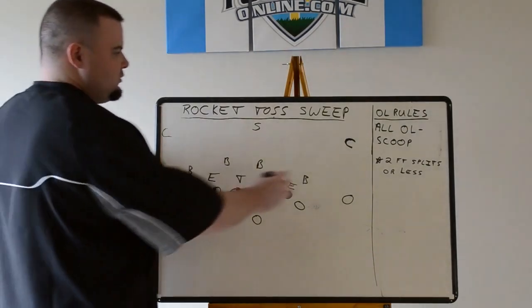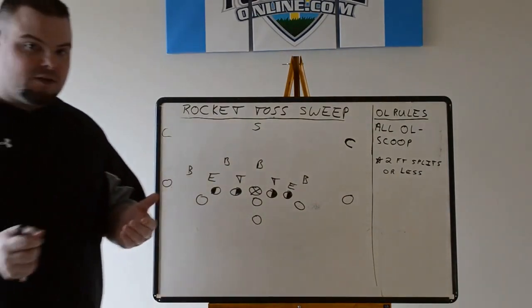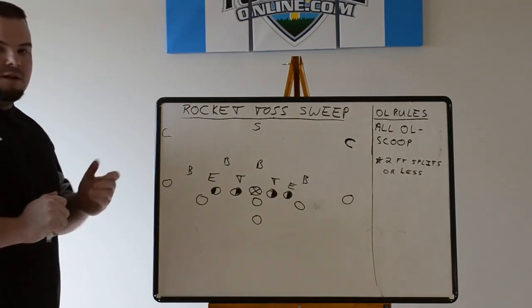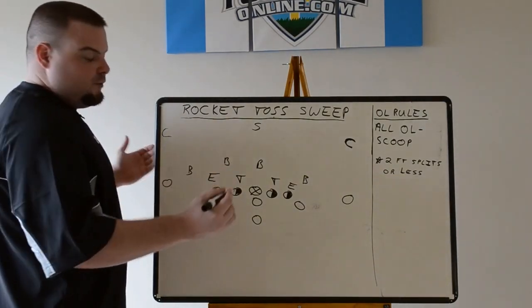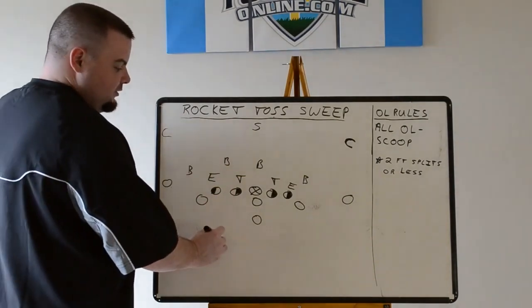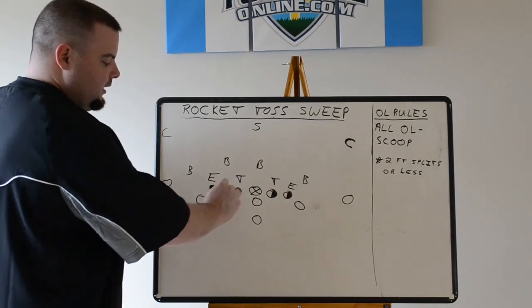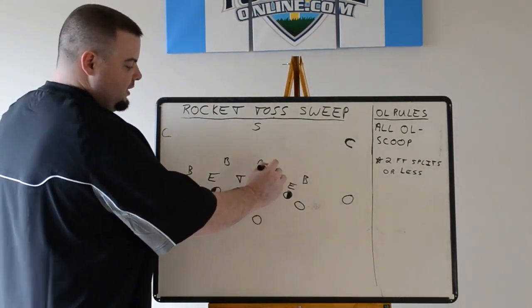So with the rocket toss sweep, the rules for the offensive line are very simple. Doesn't mean they're simple to execute, but in terms of mental preparation, it's very simple, very easy, and it doesn't change. They all scoop to play side. So if we're running rocket to the right, the offensive line scoops right. If we're running rocket left, everybody scoops left. So right now, everybody's going to scoop block play side.